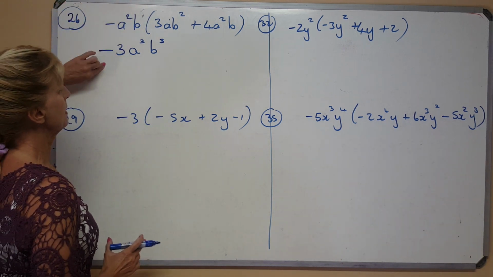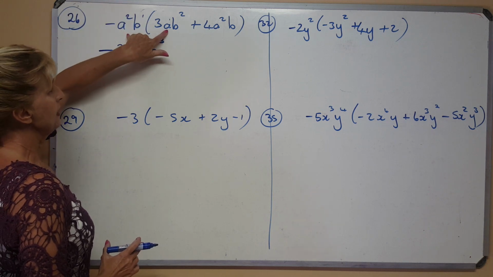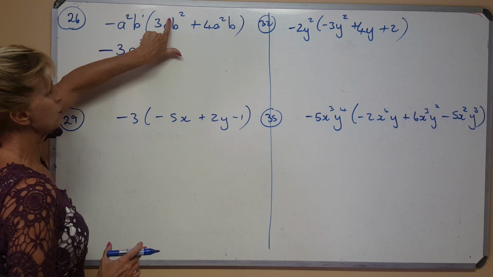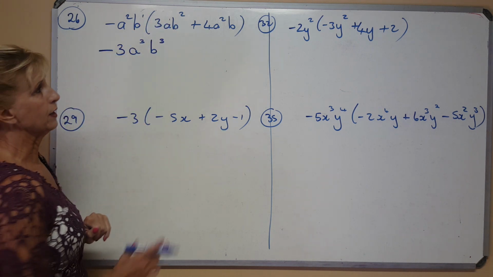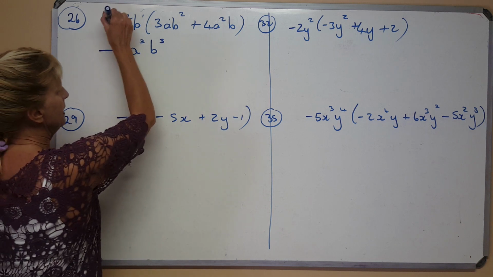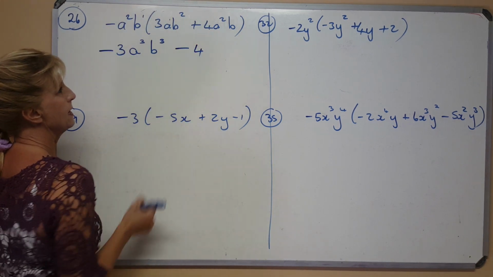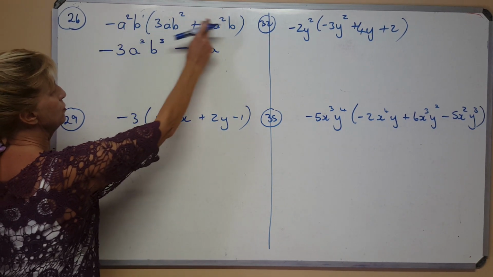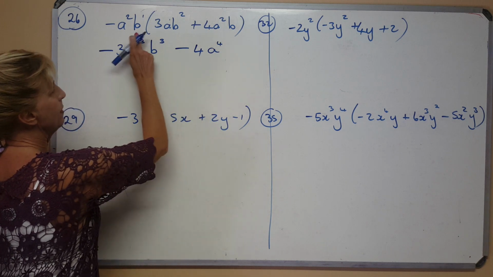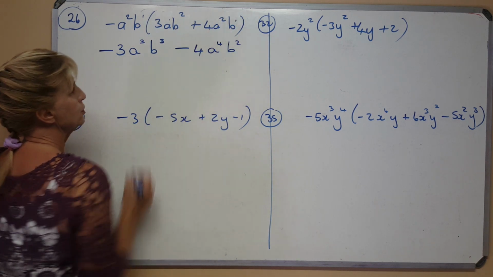Minus times a plus is a minus. 1 times 3 for the numbers is 3. Base is A, add the exponents, 2 plus 1 is 3. Base is B, add the exponents, 1 plus 2 is 3. Volgende enetjie, again a minus times a plus is a minus. 1 times 4 is 4 for the numbers. Then the A's, the bases are the same, you add the exponents 2 and 2 gives you 4. The bases B are the same, you add the exponents 1 and 1, it gives you 2.